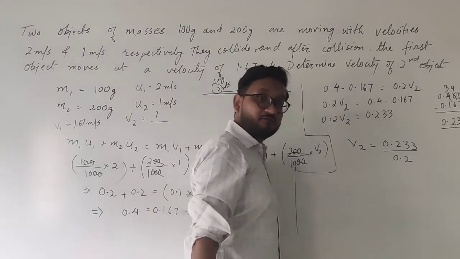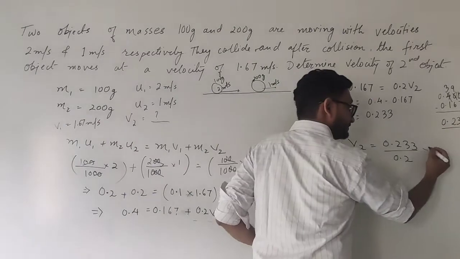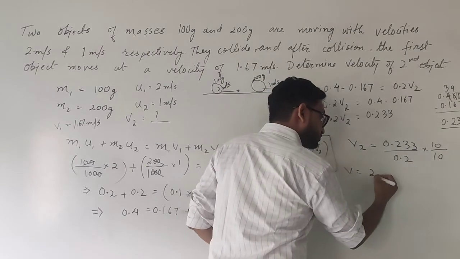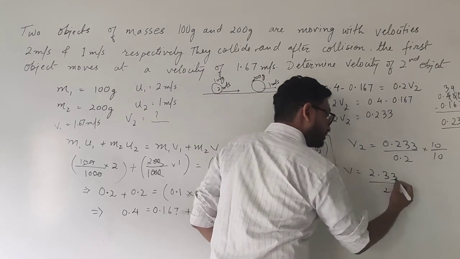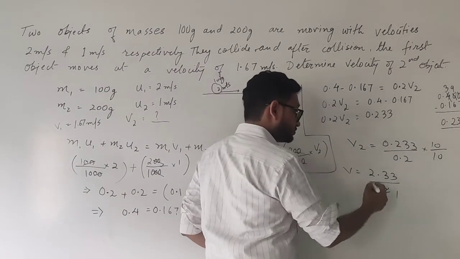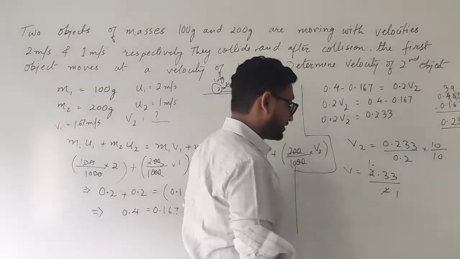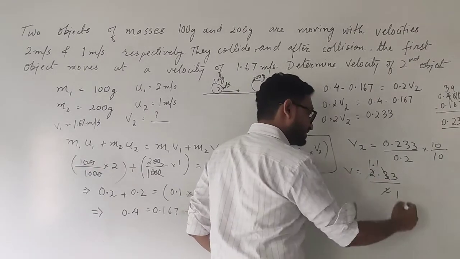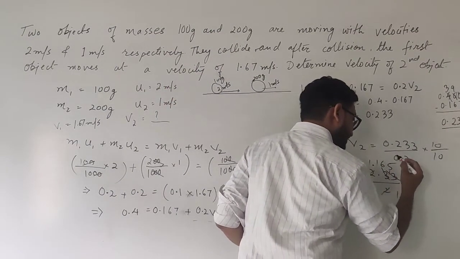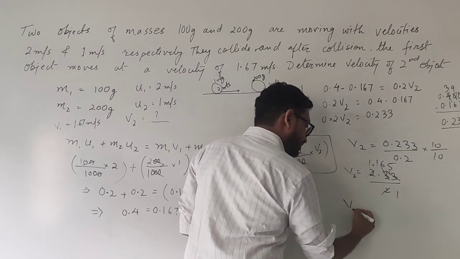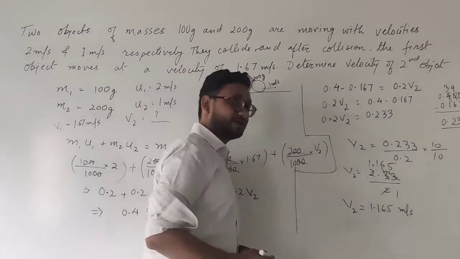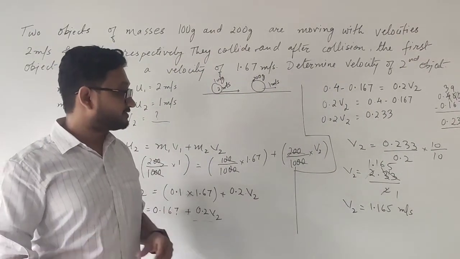Now because I have to remove this decimal point, I will multiply both the numerator and denominator by 10, which will give me v2 is equal to 2.33 upon 2, so that I can solve it easily. 2 1s are 2, once again 2 1s are 2, and 1 is remaining, 2 6s are 12, once again 1 is remaining, 2 5s are 10. So what you get, v2 is equal to 1.165 meters per second. And this is how you find the value of v2.